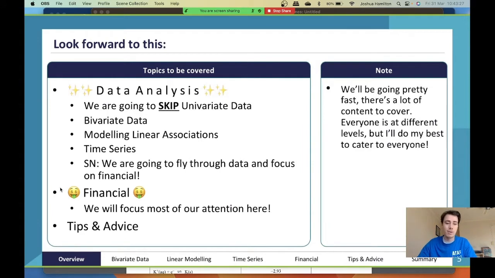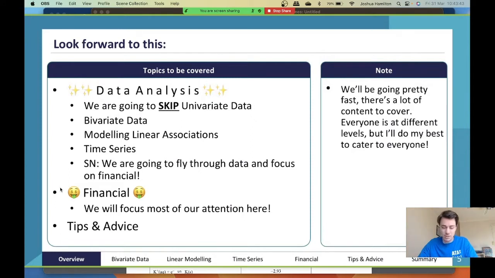Move on. Then we're going to focus mainly on financial. Yes, financial is going to be the same amount of time as data analysis, but financial is a lot smaller. So focusing the same amount of time is going to be a lot more time essentially on financial. And then we got some tips and advice at the end.